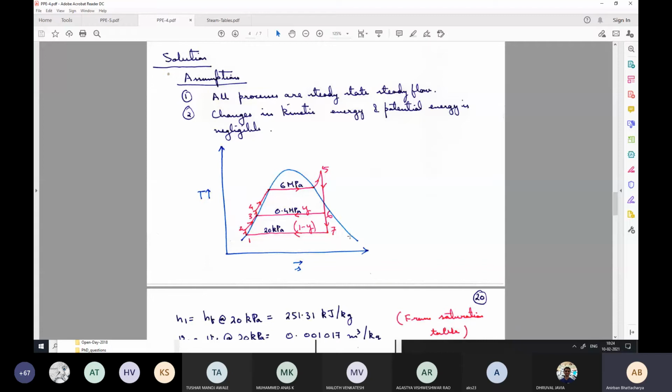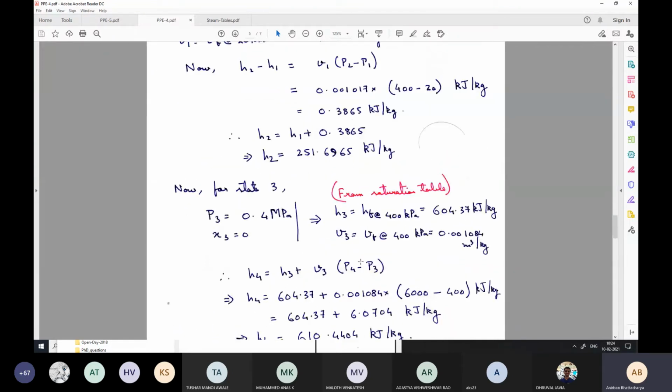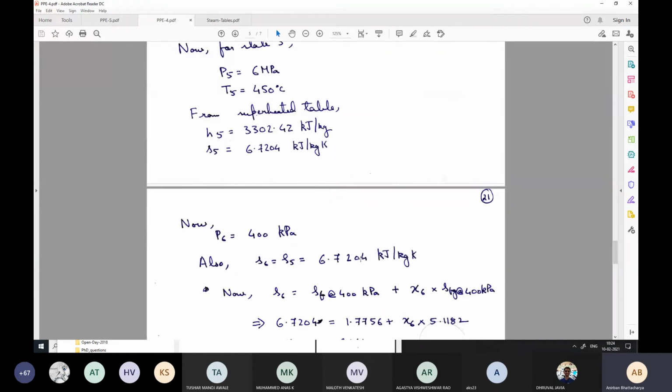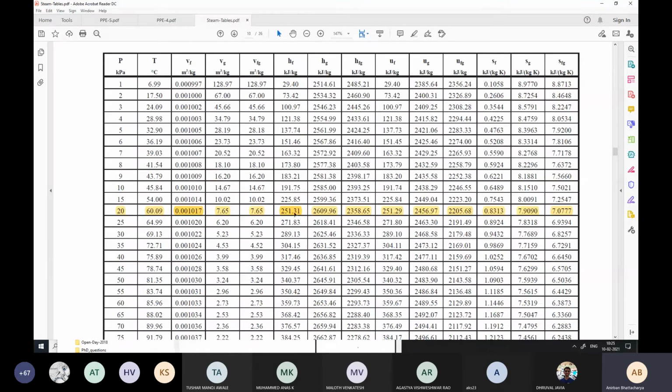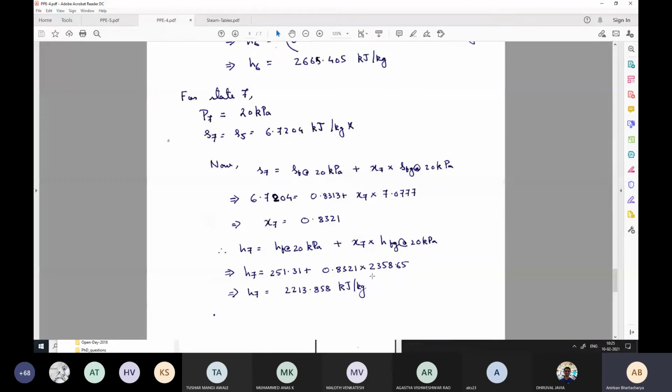So now we can find H7 again using the quality, HF plus X7 into HFG. Okay, so HF is 251.31, we have already calculated 251.31, and HFG is 2358.65. Okay, so 0.8321 into 2358.65. So you get H7 as 2213.858 kilojoule per kg. So all the enthalpy values are now known, from 1, 2, 3, 4, 5, 6, 7.